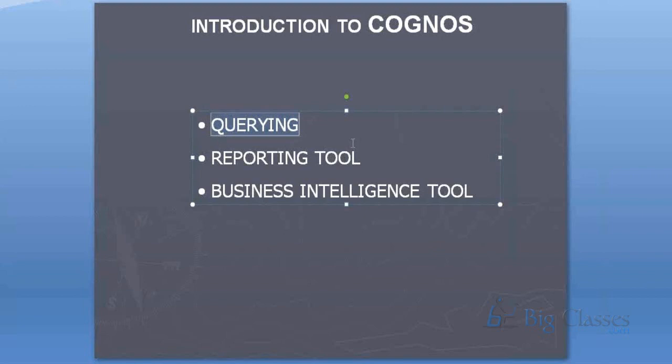Three things. First of all, Cognos creates queries automatically. If you want to edit it, you can edit it, or if you want to write yourself, you can write. That is why we are calling this a querying tool.